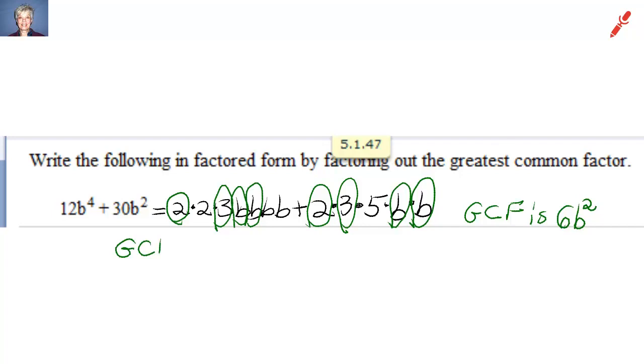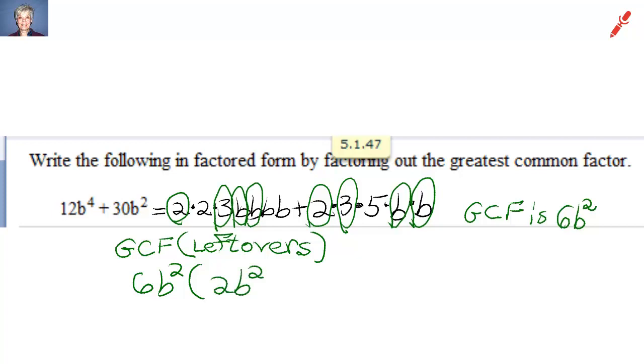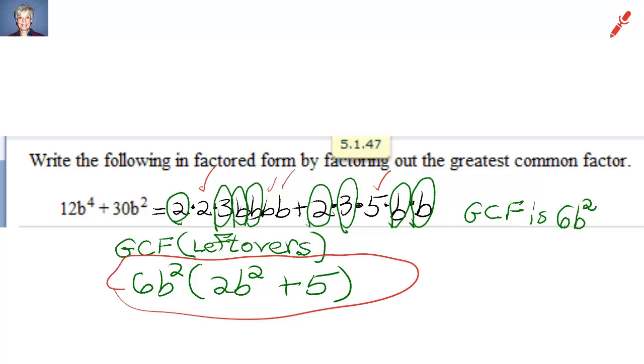And the way that we'll write the answer will be GCF in front of the parentheses, and then the leftovers inside the parentheses. So our GCF is 6b squared. And what's left inside is a 2 and 2b's in the first term, and a 5 in the second term. And this is the factored form of this. Okay, let's move on.